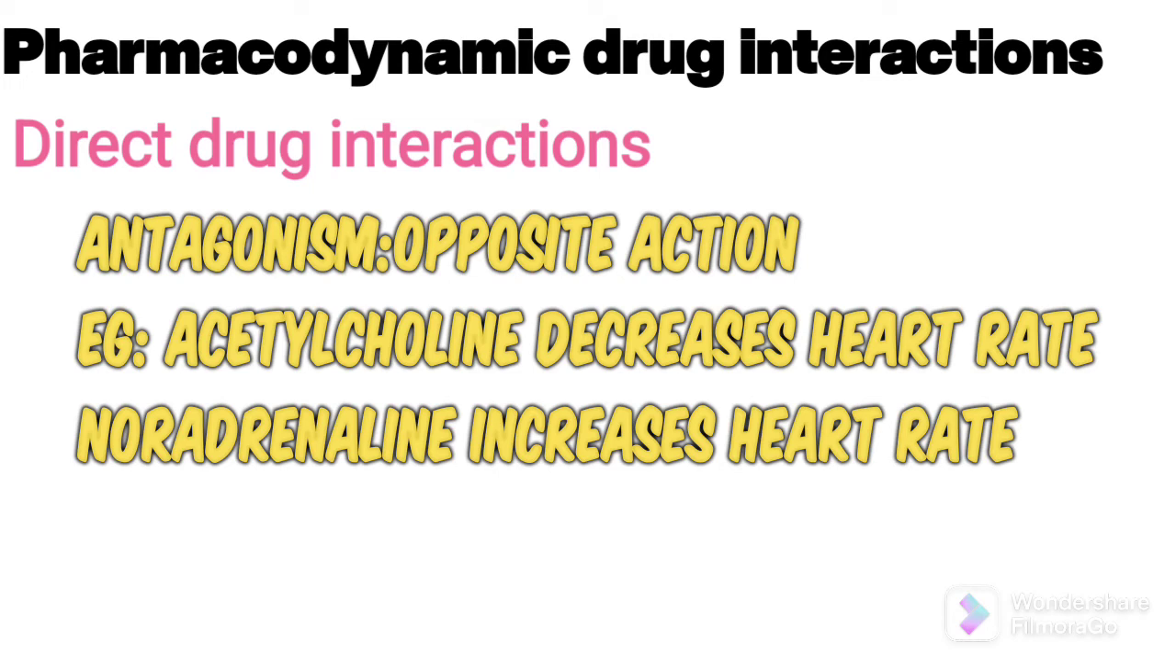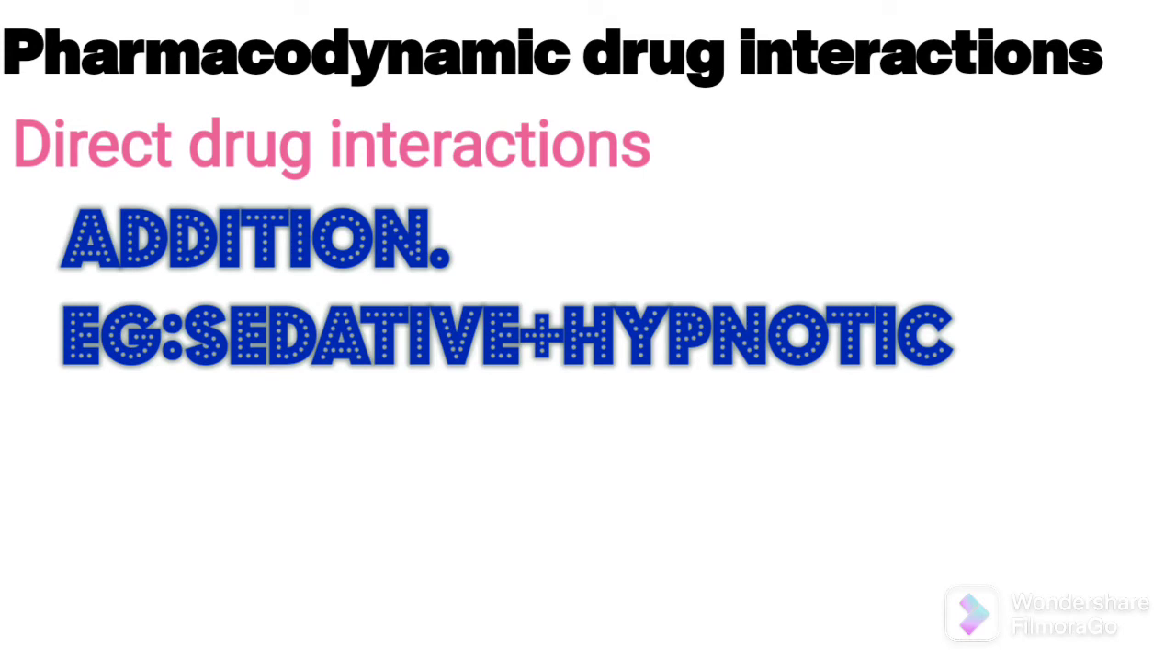The next one is addition. The interacting drugs have similar actions and the resultant effect is the sum of the individual drug responses. For example, central nervous system depressants like sedatives and hypnotics have similar actions, so they will suppress the CNS. Like when you give sedatives and hypnotics such as carbamazepine and phenytoin, these are two drugs. If you give both, that means addition action. Clear? 1 plus 1 is 2. This is the type I am telling.